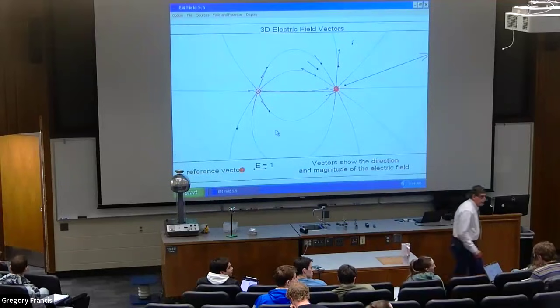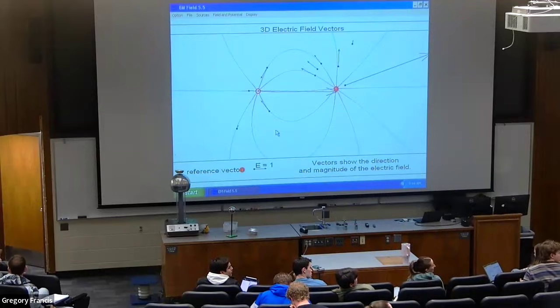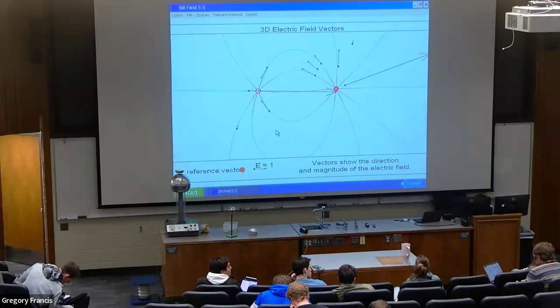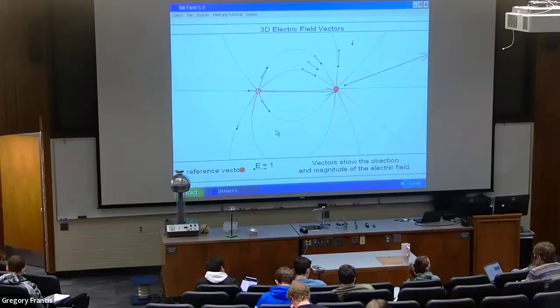Does this even tell us, Professor? What the heck does this even tell us? Oh, it tells us where the electric field is strong, where it's weak, what direction it points at any location. I can give you a set of field lines and ask you, is the electric field stronger at point A or at point B?